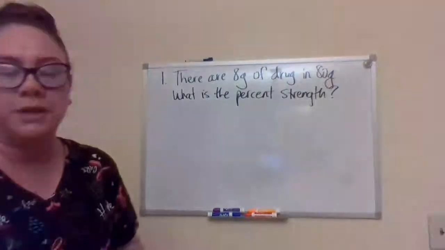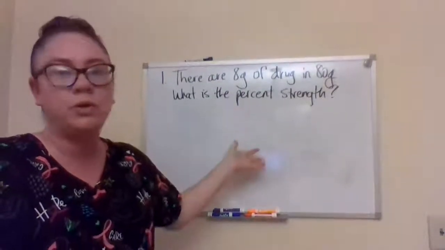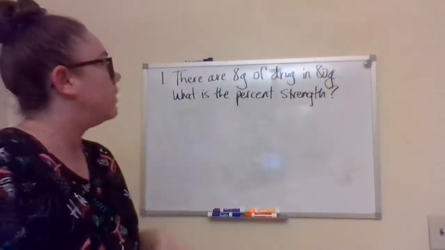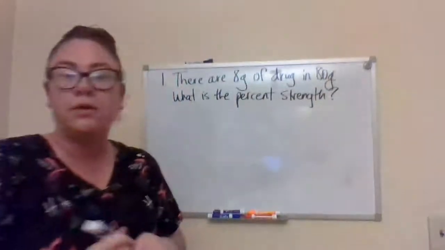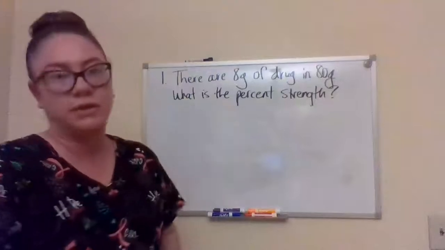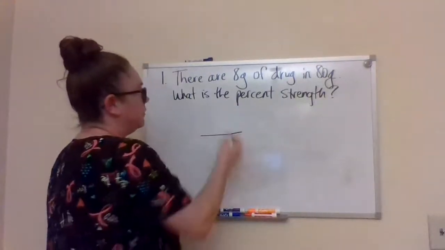So in your formula, the last step you have is to multiply that by 100. That is turning your answer into the percent. So this problem says there are 8 grams of drug and 80 grams. Okay, so an 80 gram tube of something, ointment, cream, doesn't matter. It says what is the percent strength? So all you have to do is plug your information into the formula.